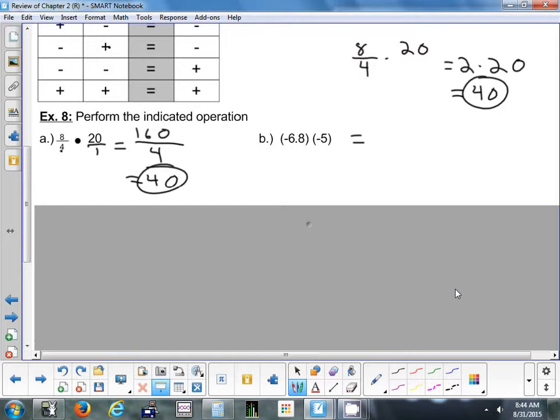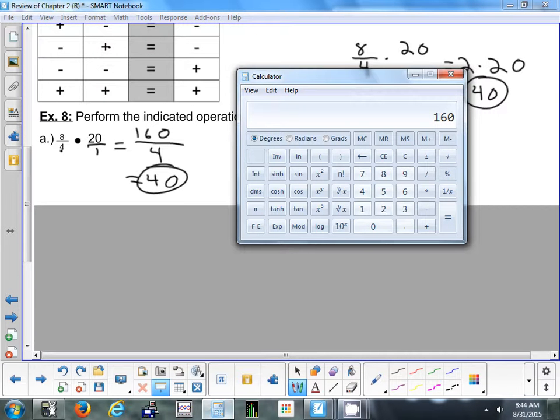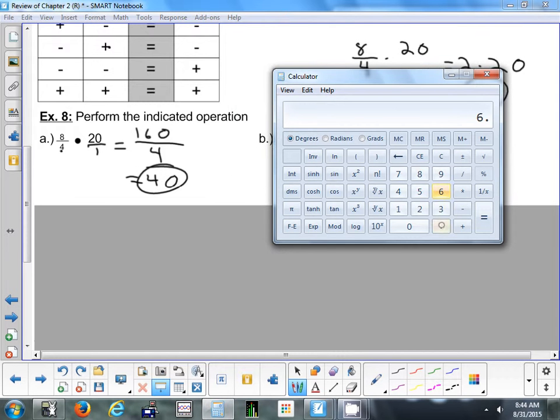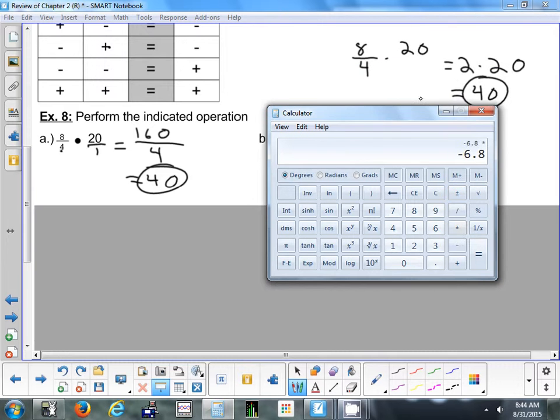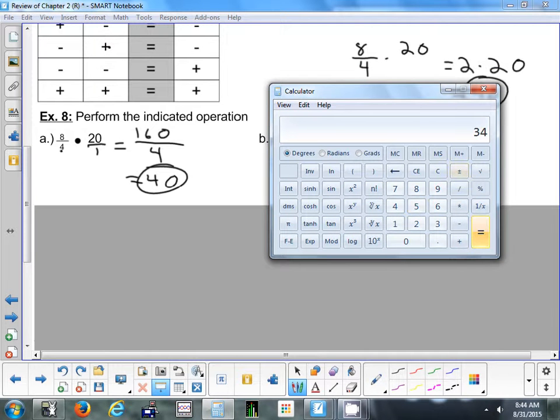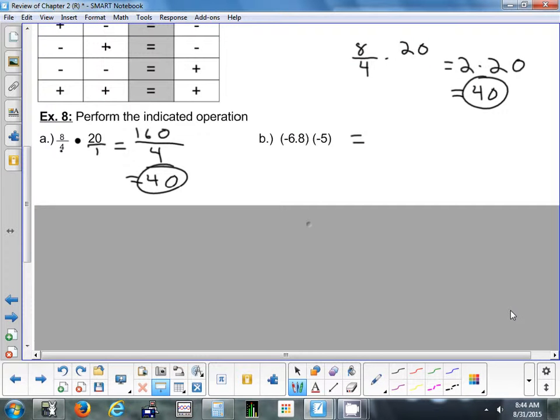Negative times a negative. Caitlin? Yeah, I'm expecting a positive. All right? So if I type it in and I get a negative, I probably typed something in wrong. So let's just type it in. So there's negative 6.8 times, what is it, negative 5? Every calculator is a little bit different in how you type it in. This one's kind of strange if you use this one. But on yours, if you type it in, you should get 34. And you don't need a plus there. We don't write things like that, plus 34.